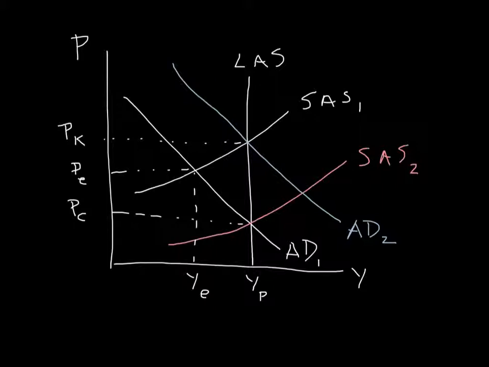Okay, so this looks very complicated, but we'll walk through it one step at a time. First, look at all the white curves. We have our long-run aggregate supply curve, which is set where we are at potential income, or YP. We have our initial aggregate demand curve, AD1 here. We have our initial short-run aggregate supply curve, SAS1. And we can see that our intersection, our initial equilibrium, which is labeled PE, YE, is right here, okay, right there. We'll mark that with a nice big dot, okay?